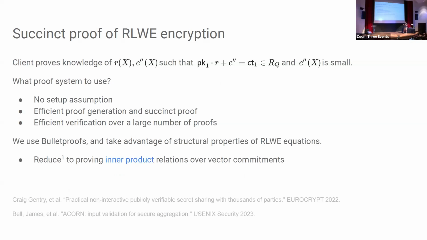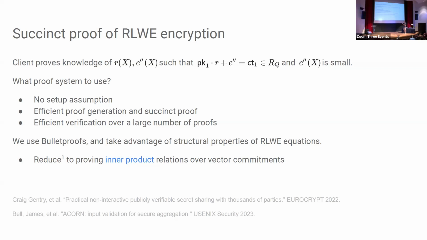So the question now is what proof system to use. In our protocol, we want to support weak clients, and we also don't want any setup assumptions. This means that our proof system should be really efficient in terms of proof generation and also proof size. At the same time, we want to support a large number of clients, so we want the verifier to be efficient as well. Ideally, there could be some batch verification optimization. With this, we choose Bulletproofs, and we take advantage of the structural properties of the RingLWE encryptions.